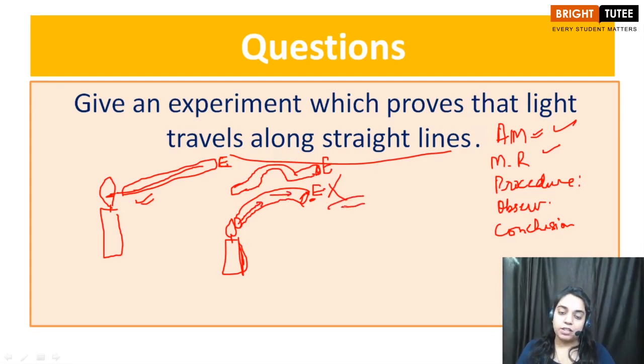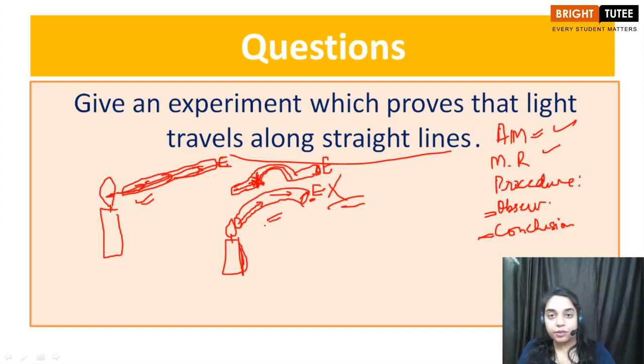This is the observation: light cannot be seen through a bent or curved pipe. Finally, these are the two observations, and the conclusion will be that light can travel only along a straight path. Why, children? Because when we saw the light through the straight pipe, light was able to travel through it, and that's why we were able to see it. Whereas in the case of a bent pipe, light could travel only up to this position and could not move in the curved path. That is why we can say that light can only travel along straight lines.